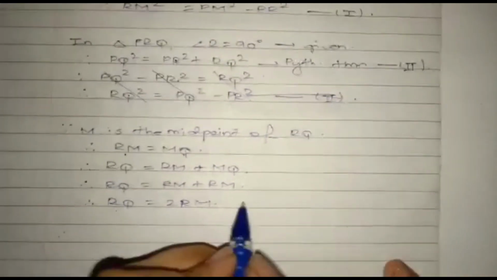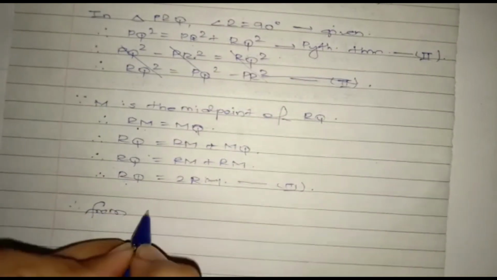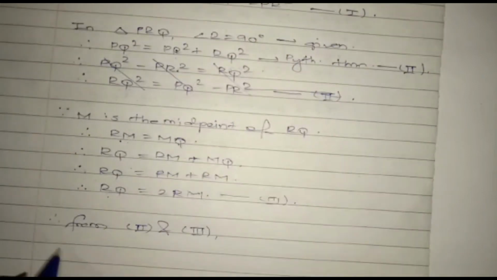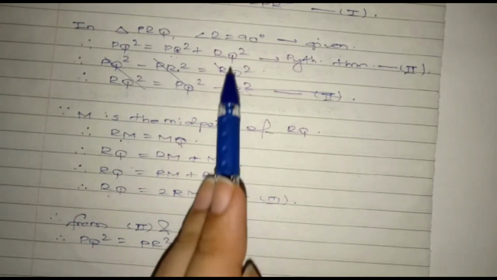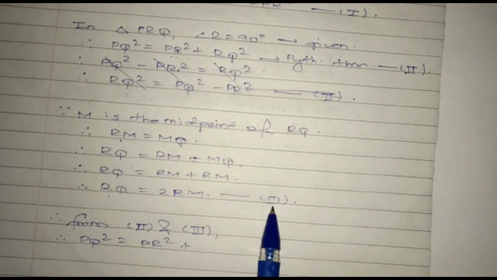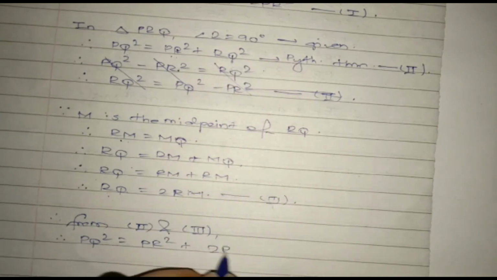We will consider this as equation number 3. Therefore from 2 and 3, PQ square is equal to PR square plus RQ square. Now RQ is 2RM, so we will write RQ as 2RM the whole square. PQ square is PR square plus (2RM) the whole square.